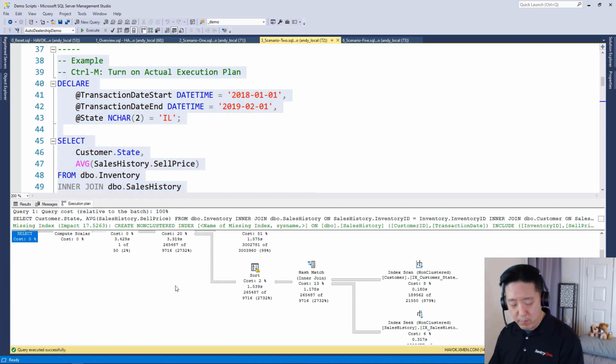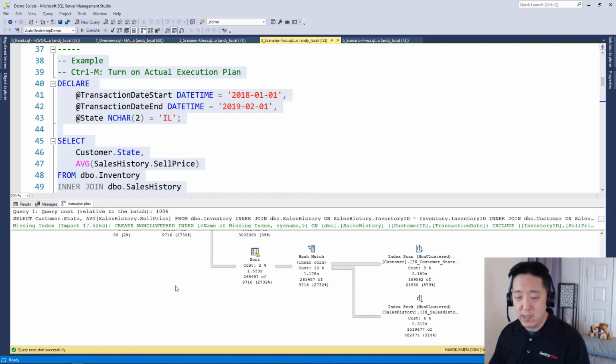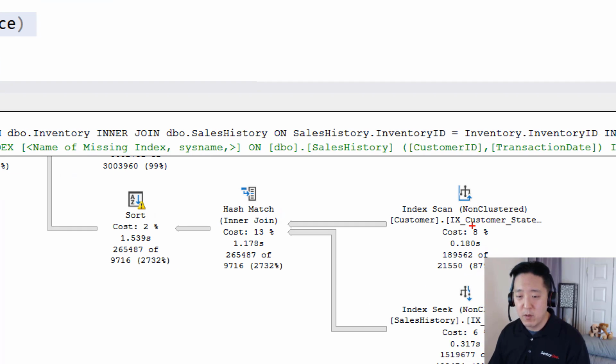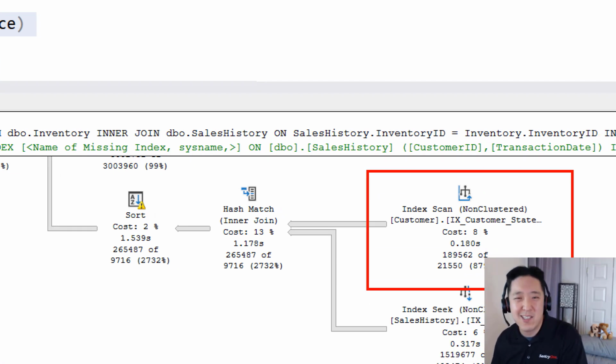However, if I look at my execution plan, particularly at the customer table, we see that I get an index scan here. Well, wait a minute. I created a nice non-clustered index against the customer table that should help me get a seek. Why am I getting a scan? This is another common kind of question that many of us will get.